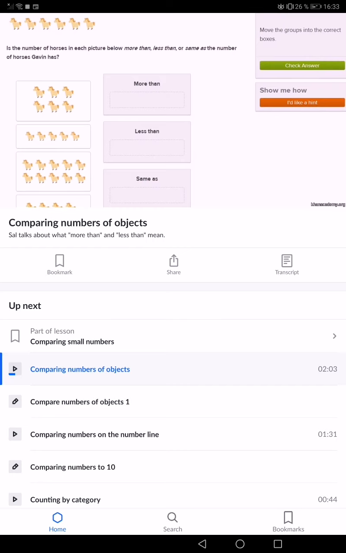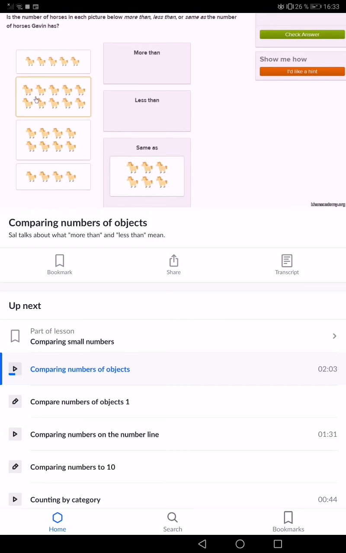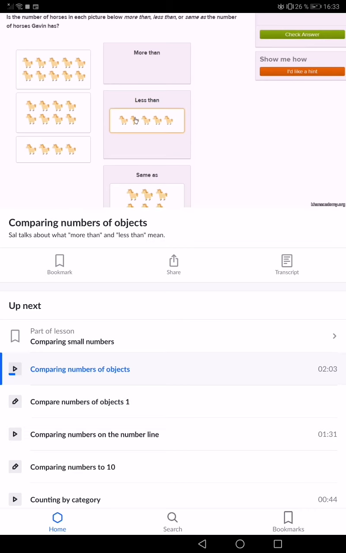So let's look over here. Over here, we have 1, 2, 3, 4, 5, 6 horses. So this is the same number that Gavin has. They're just arranged differently. So this is the same. We'll put it in the same as bucket. Now, here we have 1, 2, 3, 4, 5 horses. So this is less than the 6 horses that Gavin has. 5 is less than 6.